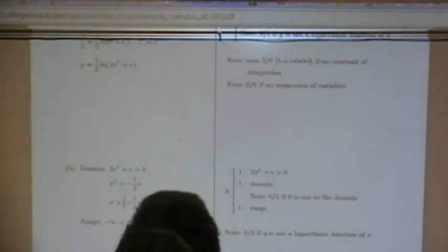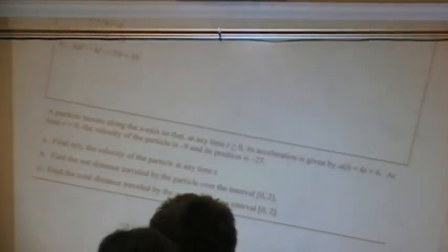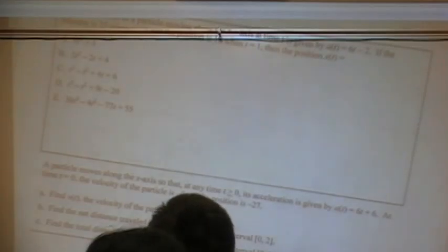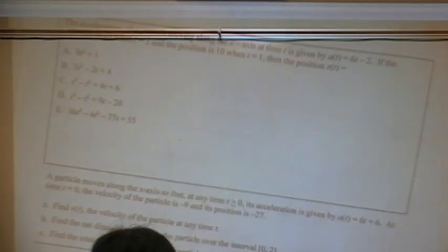All right. The acceleration of a particle moving along the x-axis at time t is given by a of t equals 6t minus 2. If the velocity is 25 when t equals 3 and the position is 10 when t equals 1, then the position x of t equals... so they're giving position as the x function, by the way.